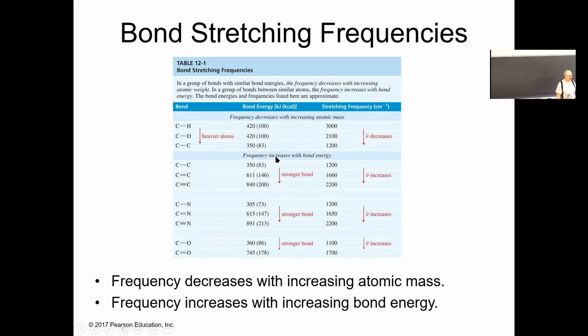Frequency increases with bond energy. A triple bond is more energetic than a double bond, so when it stretches, it does so at higher frequency and higher energy. These are some characteristic frequencies of single, double, and triple bonds. We see the same thing for CN and CO bonds. The stronger the bond, the higher the stretching frequency.